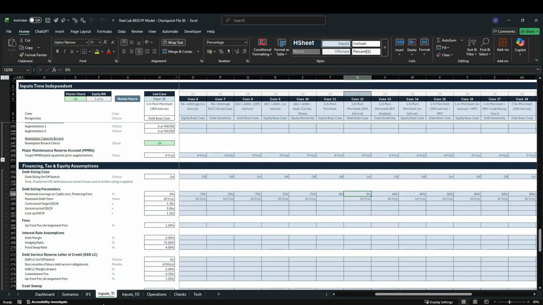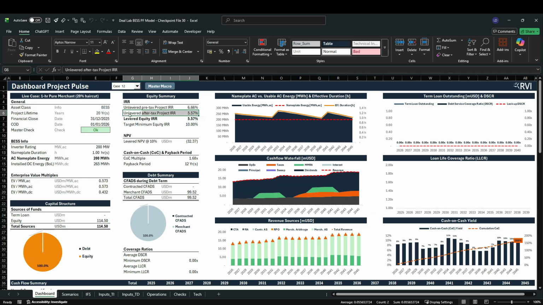And right now our unlevered after-tax project IRR is actually at 5.57%. So it is actually slightly lower than our levered equity IRR, which means that our cost of debt is right around that area, which means that leverage can materially improve our levered equity IRR just in a very minimal manner.